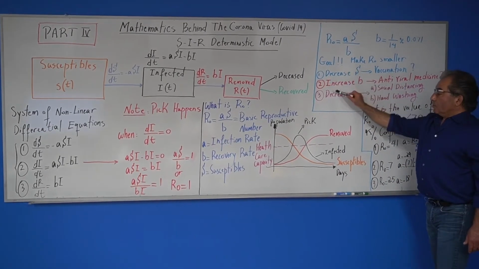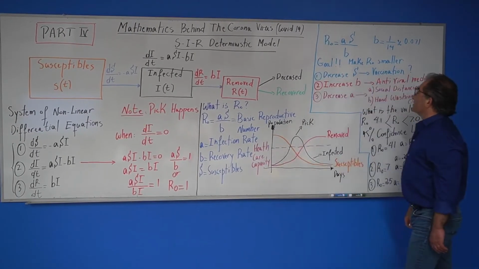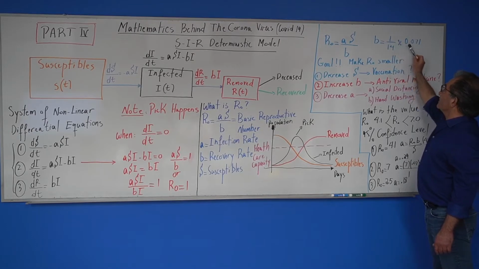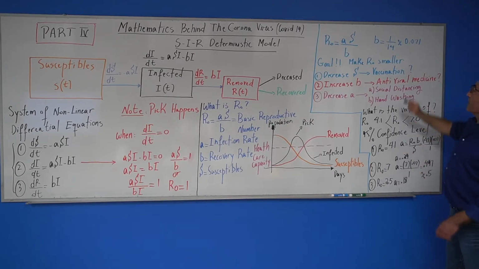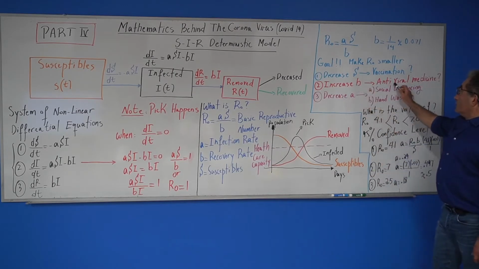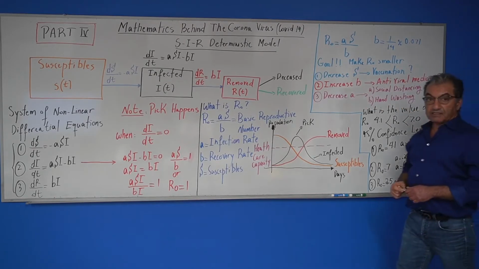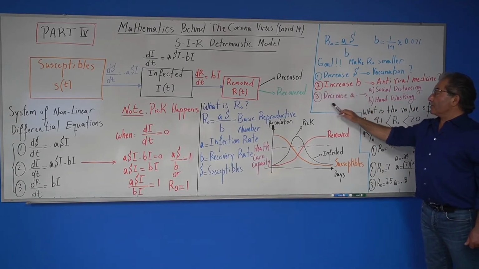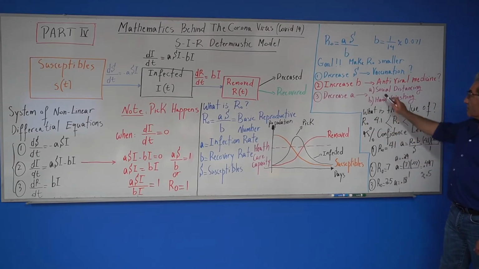Increase B. What is B? It's the recovery rate. And right now, the average number of days it takes a person to recover is 14, so B is 1 over 14. It's almost 0.071. Please remember this number because I'm going to get back to that. So how do we increase B? Antiviral medicine, question mark, not available. Finally, decrease A. How do we decrease A? That's under our control. Social distancing, hand washing, wearing gloves, masks, that's how we decrease A.